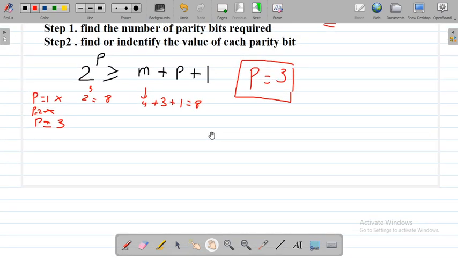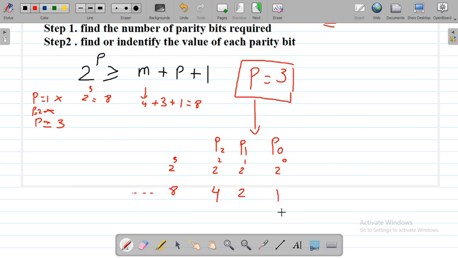Now the next step is where these 3 parity bits will be inserted. Since there are 3 parity bits, I can number the parity bits as P0, P1 and P2. Now parity bits are always inserted at positions that are a power of 2, that is 2 raised to 0, 2 raised to 1, 2 raised to 2, 2 raised to 3 and so on. 2 raised to 0 is 1, 2 raised to 1 is 2, 2 raised to 2 is 4, 2 raised to 3 is 8 and so on.